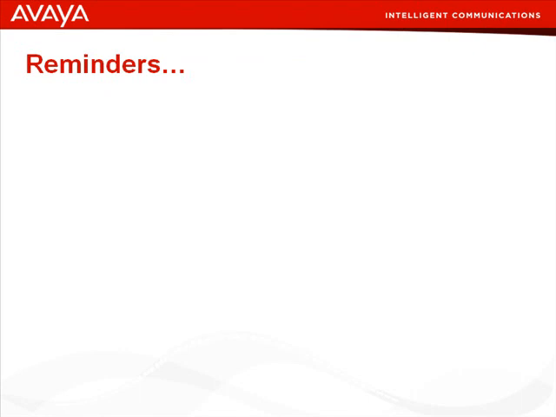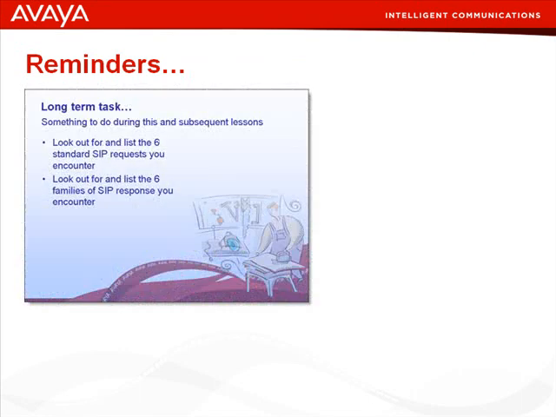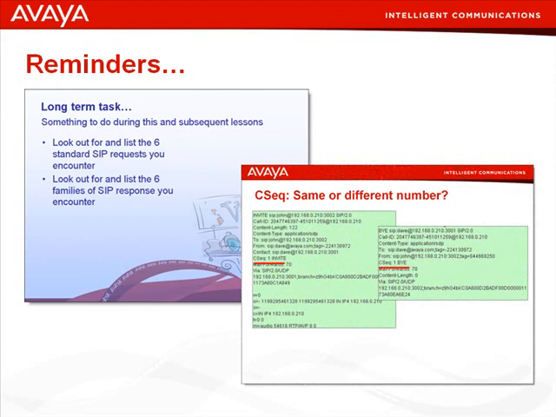Just a couple of quick reminders before we get started. One of your tasks is to keep a list of all the requests and responses you encounter. And the other thing was to consider the CSeq number and to look for a rule or a reason about why and when it should increment.